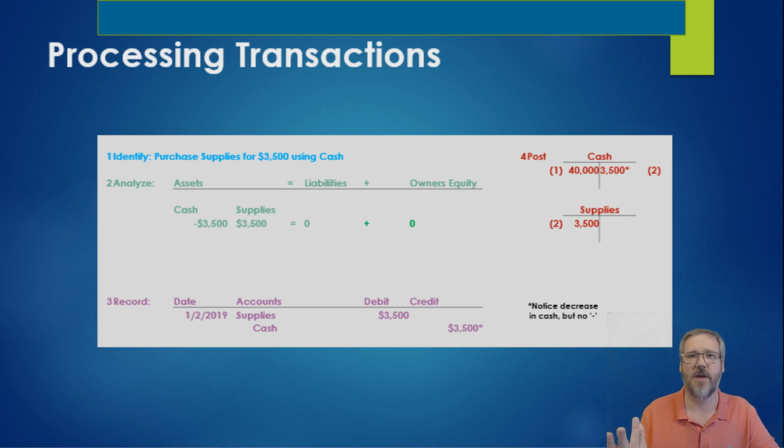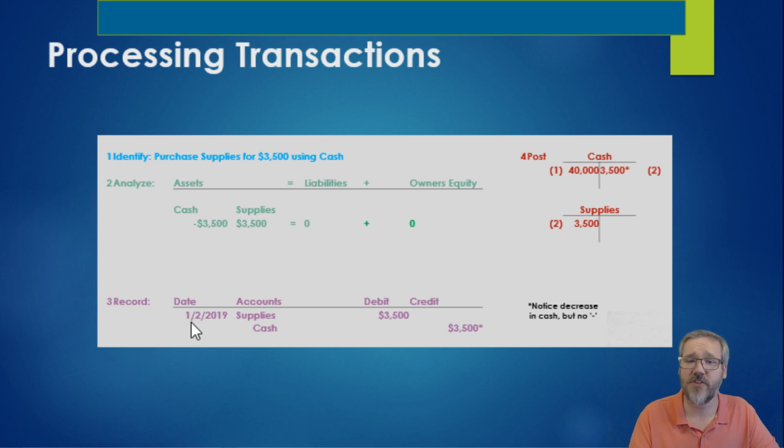So what is my balance right now? It's still $40,000, right? I just exchanged the $3,500 in cash for $3,500 worth of supplies. Now I know what you're thinking. You're going to use those supplies, right? But you haven't yet. Let's say you just walked back through the door. You took $3,500 to Staples and you bought a bunch of staples. And you just walked right back through the door holding all these staples. You still have $3,500 worth of an asset. You haven't used them yet.